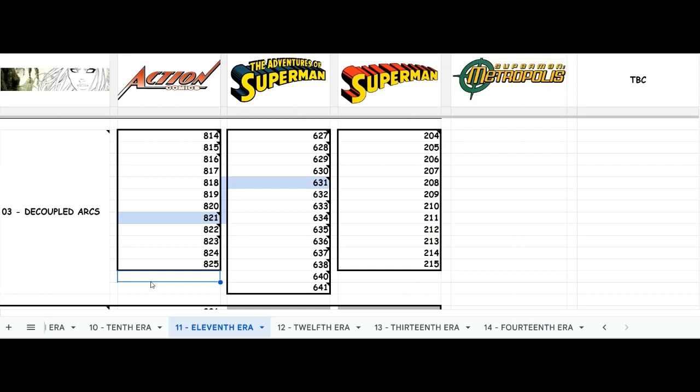However, they also have a dual junction point, as I'm calling it, in issues Action Comics 821, this one here, and also in Adventures of Superman 631. Now, in both of those issues, you'll notice this kind of blue linkage I've put here, which we've never seen before anywhere on this Google sheet. The reason for that is that there is a dramatic event that happens in this issue, and by this issue I mean each of these issues, involving Lois.